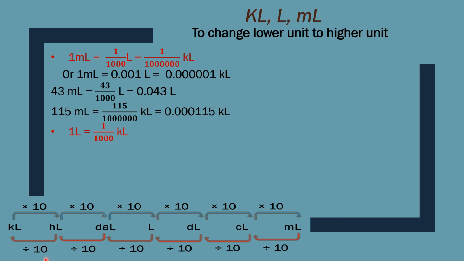And in similar way, we can convert liter into kiloliter also. When you convert liter into kiloliter, you will divide by 1000. So it is 1 liter equal to 1 by 1000 kiloliter. So let us convert it into decimal also. 1 liter equal to 0.001 kiloliter. And do one question. 6.5 liter equals 6.5 by 1000 kiloliter, and we can write it in a form of decimal also. It is 0.065 kiloliter.